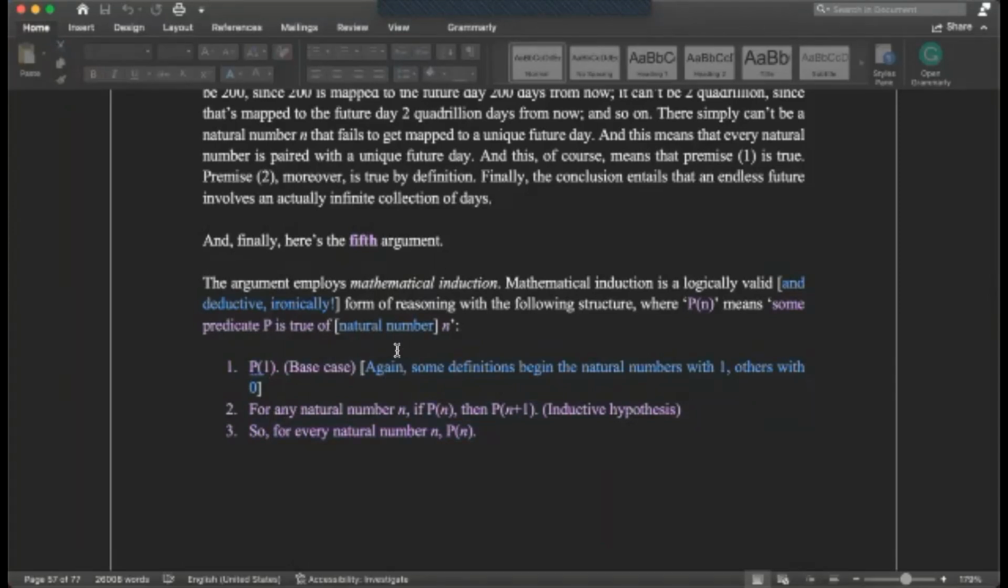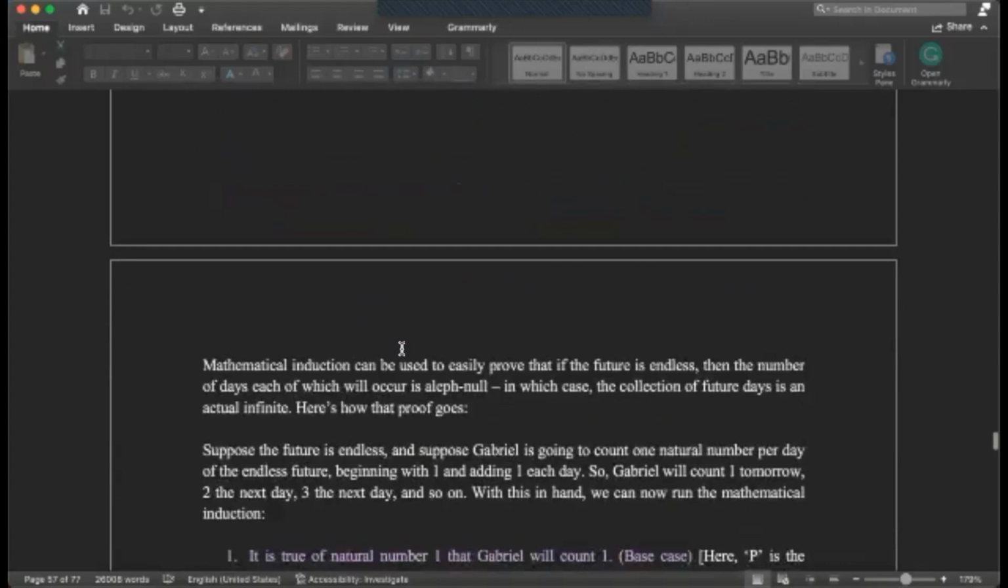So anyway, that's the general structure of mathematical induction. And mathematical induction can actually be used to easily prove that if the future is endless, then the number of days, each of which will occur, is Aleph null, in which case the collection of future days is an actual infinite. And here's how that proof goes.